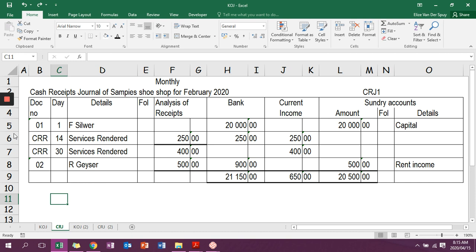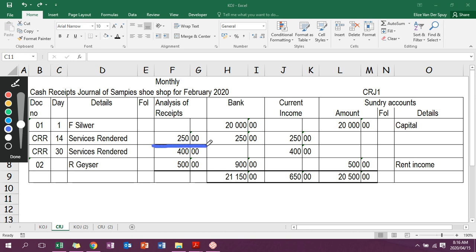In the next column, it says analysis of receipts. So analysis of receipts is when I received the money at my business. So Geyser came to our business. He gave us 500 Rand, so we put it in analysis of receipts. Now you can see that on the 14th, we had services rendered of 250 Rand. If that is all the money for the day, I'm going to draw a line and put that amount inside my bank. I'm only going to the bank once, right?